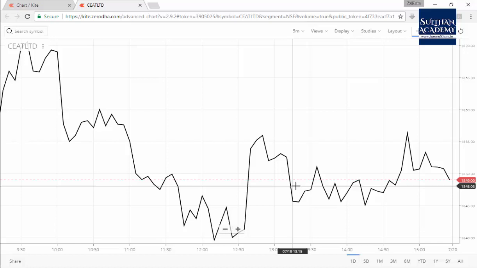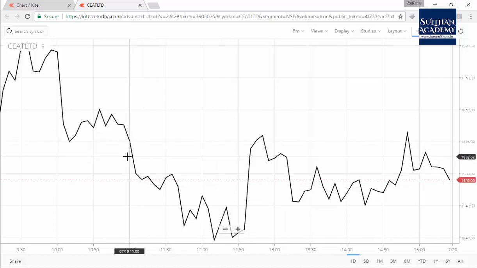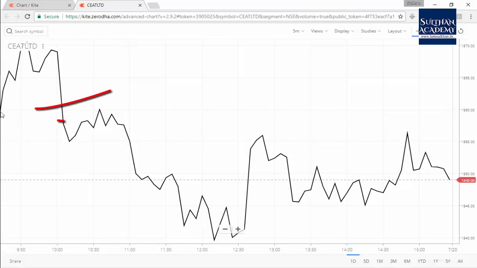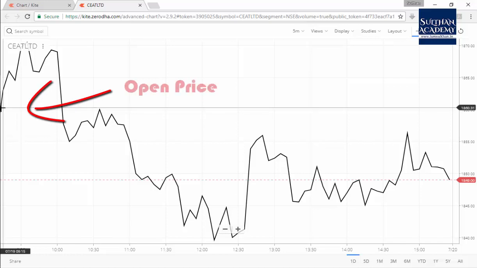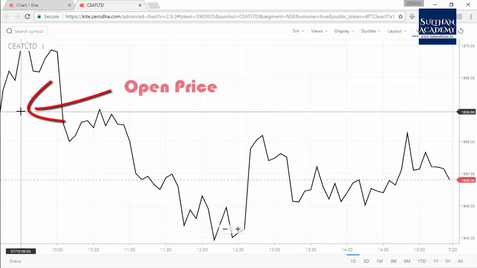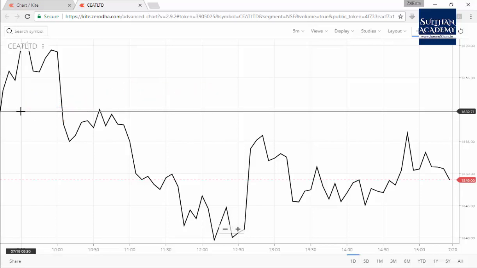So first, look at the open. Open is when the market opens for trading. The first price at which a trade executes is called the opening price. In this example, Seat Tyres opens at a price of 1,008.59.